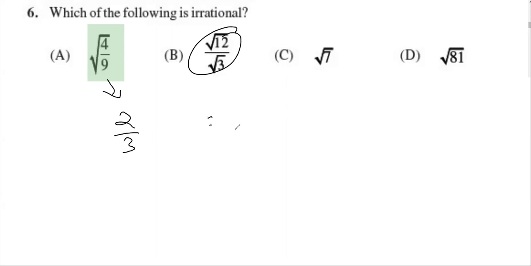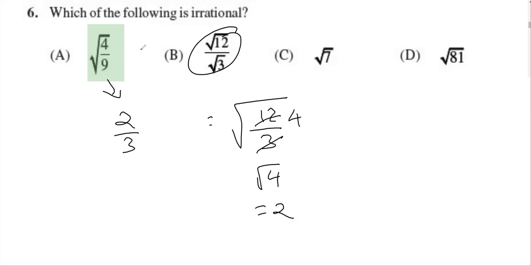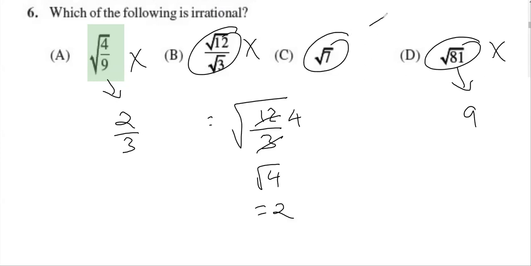For the next one, I can rewrite this in a single under root, 12 over 3. And when we reduce, we get under root 4, which is equal to 2. So this is rational. We are looking for an irrational. What about under root 81? You know, it is equal to 9. So this is again a rational number, so it cannot be. Finally, under root 7 cannot be reduced further. In the simplified form also, it is under root 7, which is an irrational number.